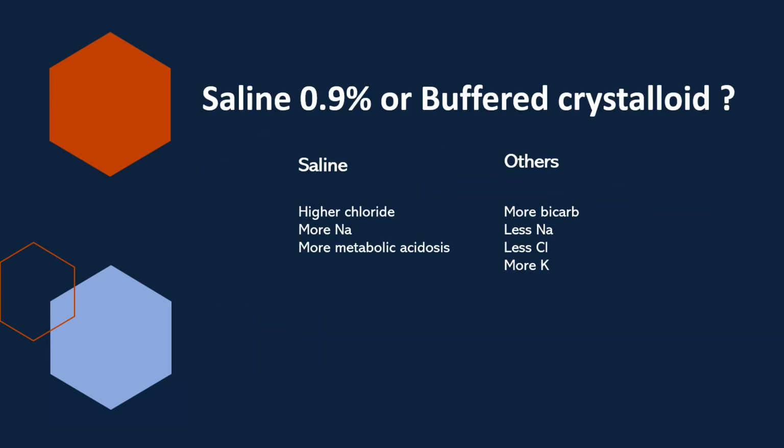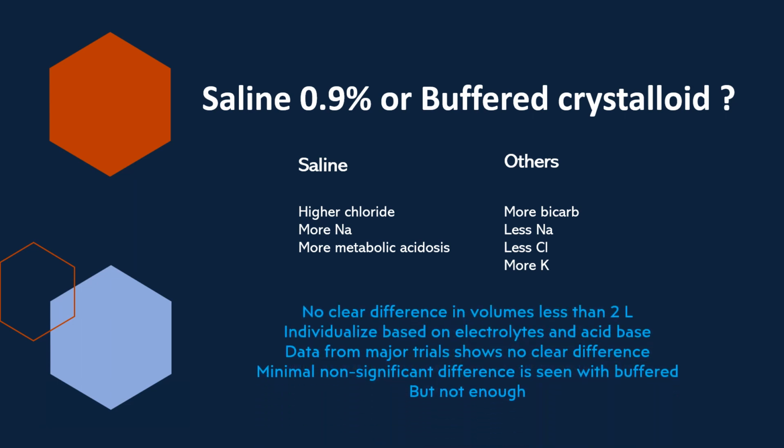So in crystalloids, what shall we choose? Is it normal saline, or buffered crystalloids, or other types? As you already know, hypertonic saline is available and it is usually used for severe hyponatremia. That is its indication. However, normal saline compared to buffered crystalloids shows higher chloride, more sodium, which can lead to more metabolic acidosis. Buffered crystalloids have more bicarbonate, which can lead to alkalosis, less sodium content, which can promote hyponatremia, less chloride, and more potassium.